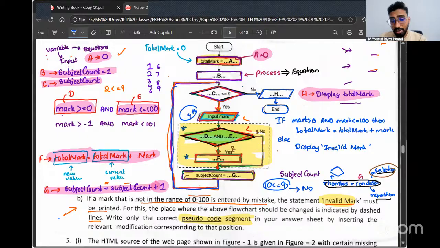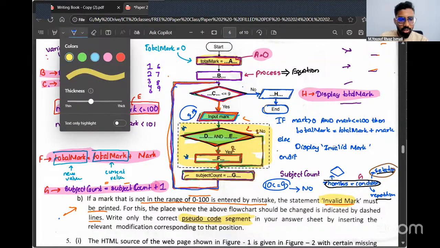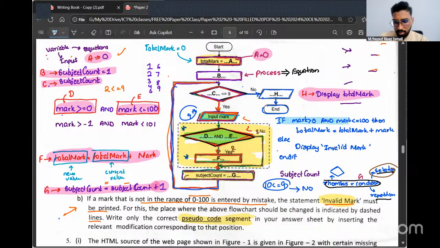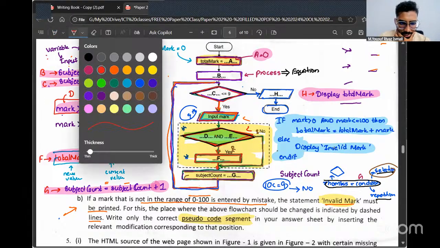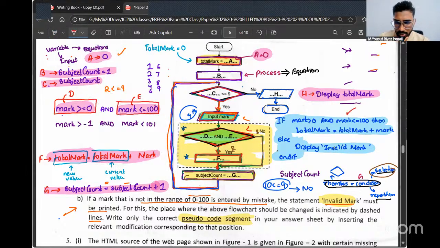When you start an if condition, it will close with an end if. So this is how that circled portion will be represented. This is how your answer has to be. If you wrote this correctly, exactly like this, put 2 marks there.